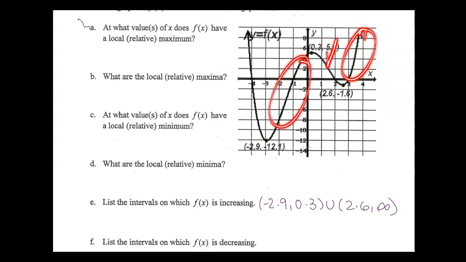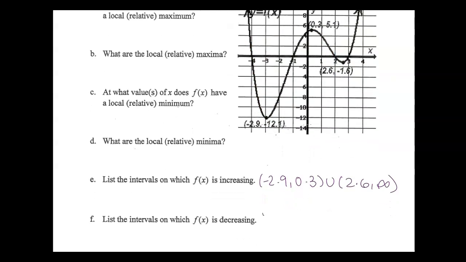So obviously these two that aren't increasing, these are probably going to be decreasing. It's going down here to get to this lowest point, and then it's going to go down here as well to get to that lowest point. So for your decreasing interval, it's going to go from negative infinity, which is this arrow over here, down to negative 2.9, and then it's going to go from 0.3 to 2.6. Those are your intervals. If you don't understand what I just wrote, guys, please tell me.